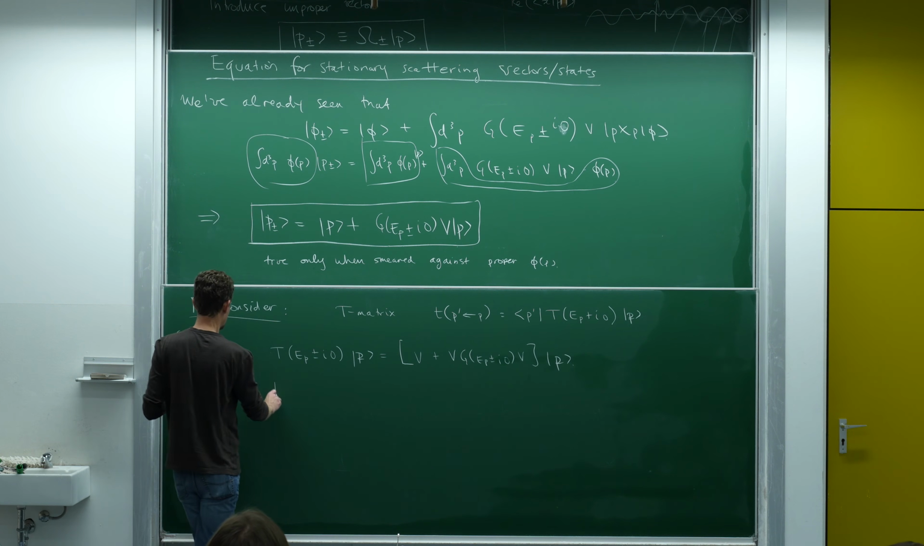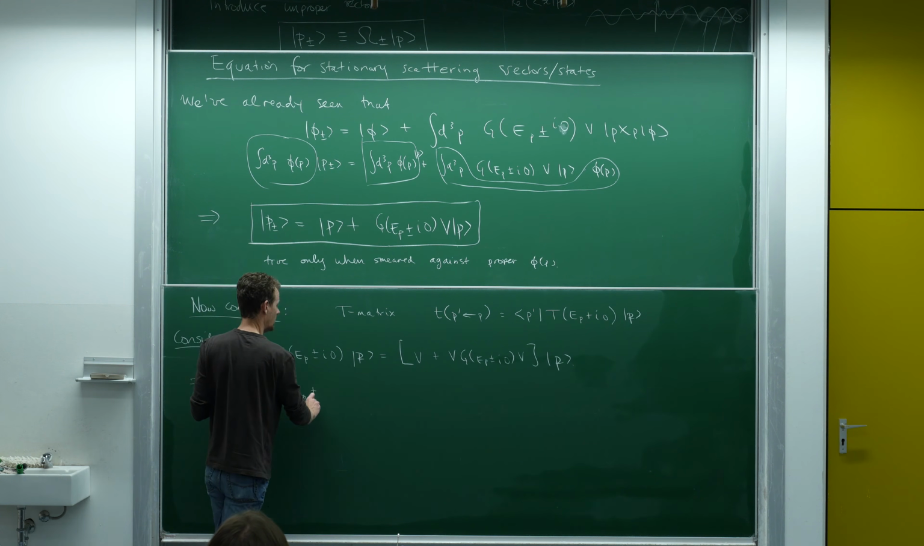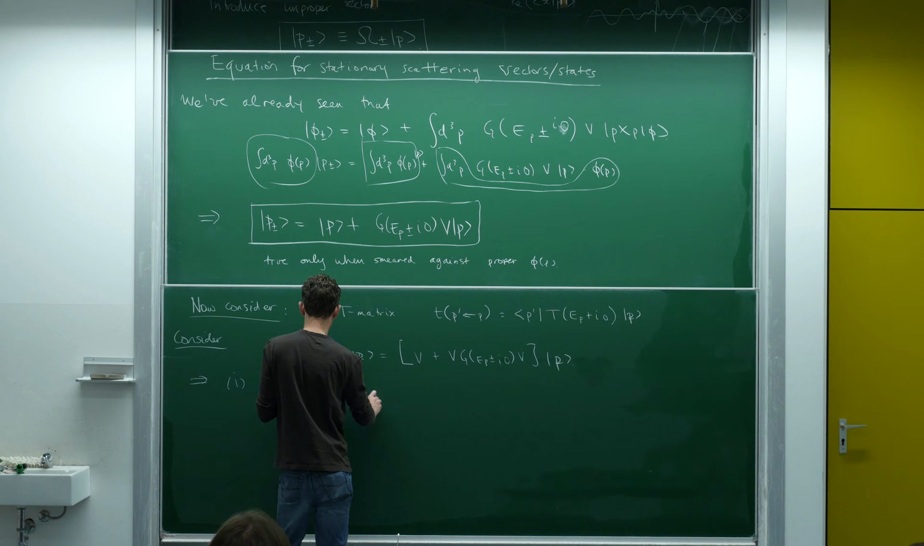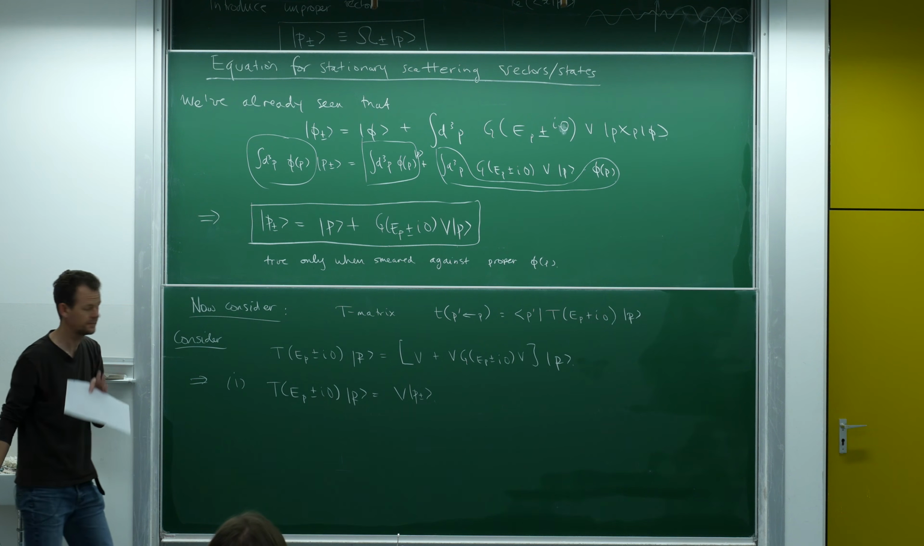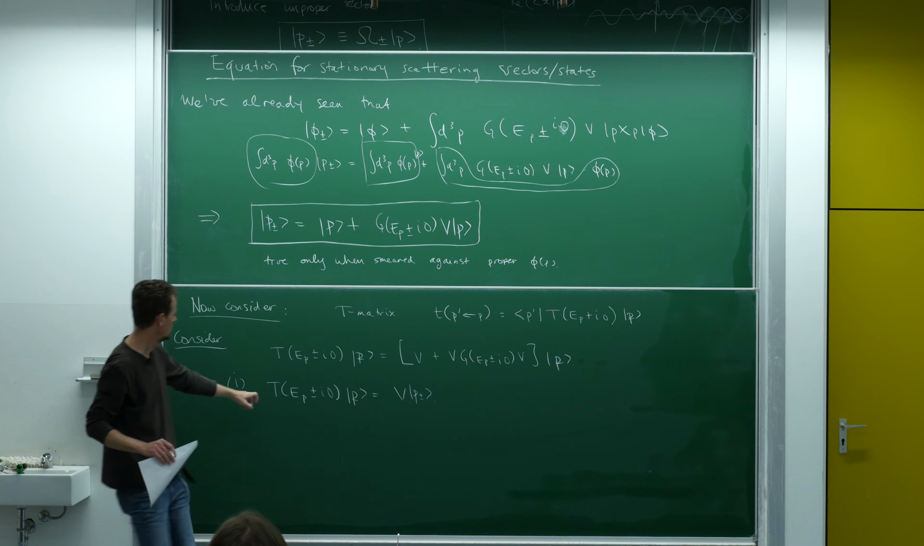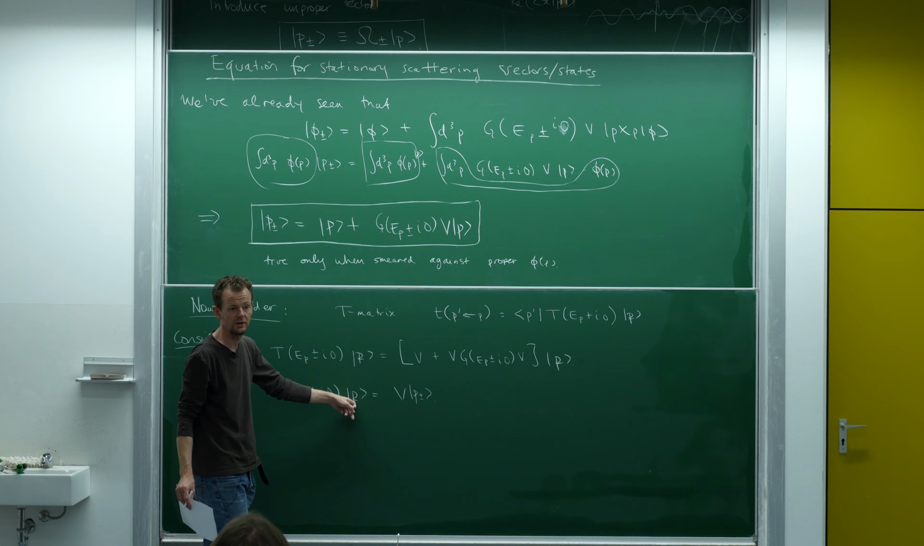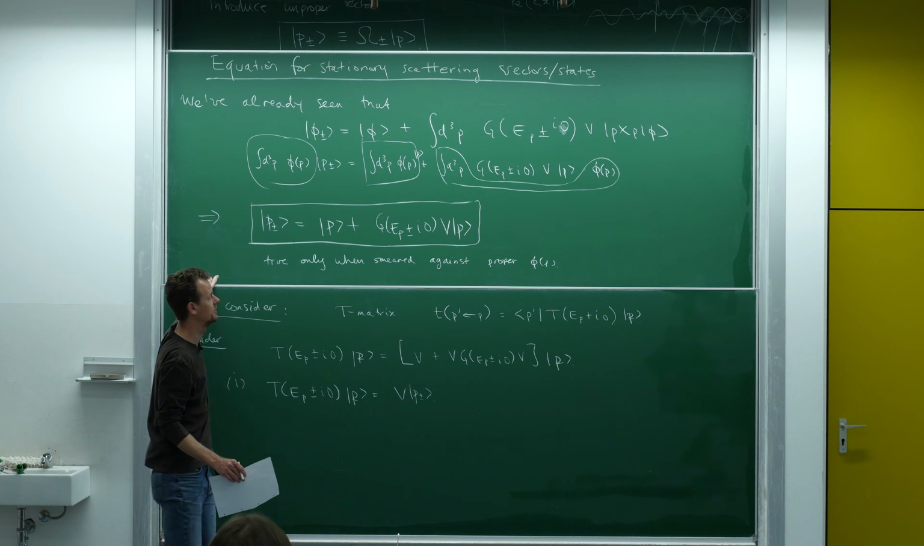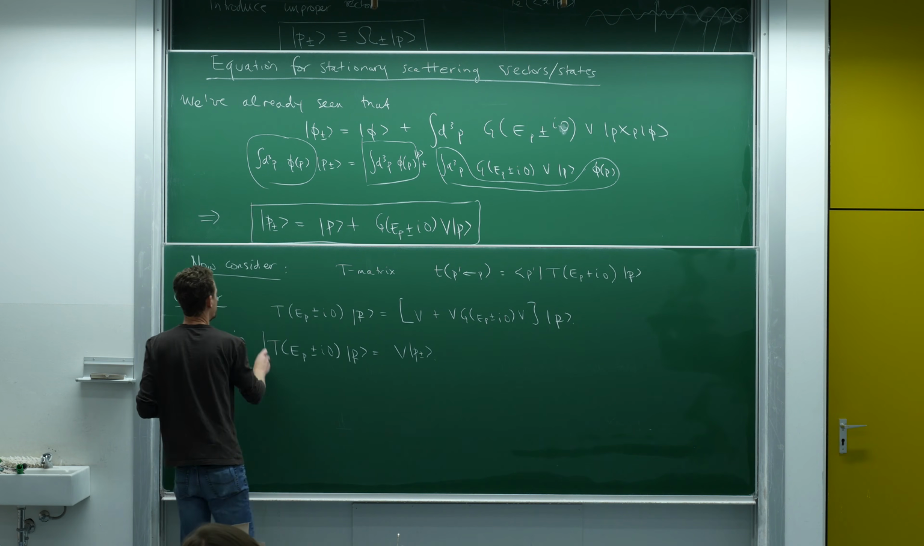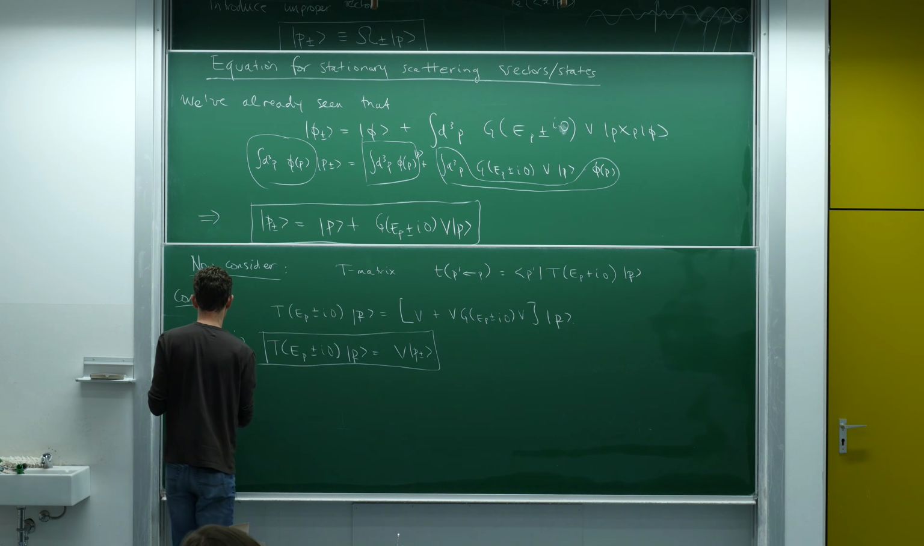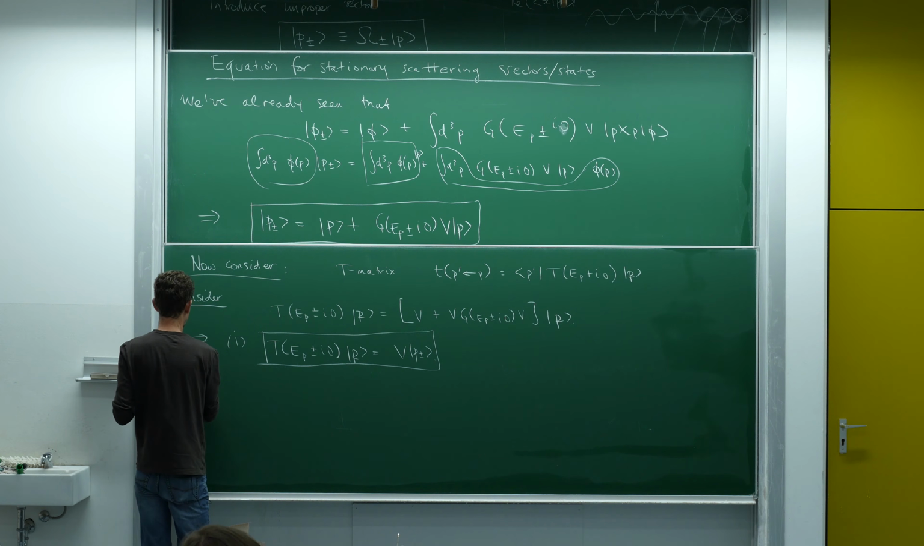Let's call it I. A very lovely compact equation. There it is there. T on an asymptotic improper state P just gives you V applied to the P plus minus. And that in turn tells us what the T matrix is.